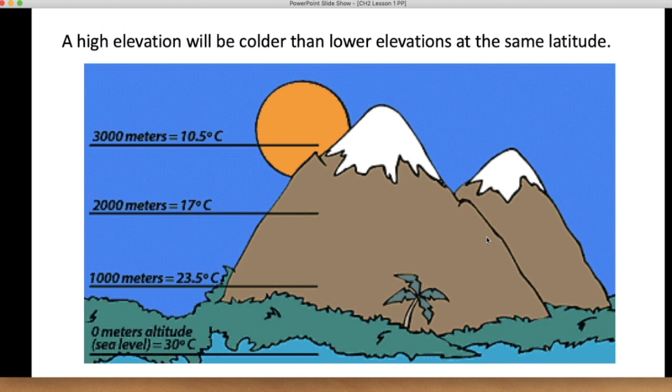Okay, here's a graphic. A high elevation will be colder than lower elevations at the same latitude. So this could be Denver, right? If you go west, there are mountains in the west, and you're typically at about the same latitude on a globe, but because you're at a higher elevation or going up to a mountaintop, your altitude increases and the temperature decreases because the air gets thinner.